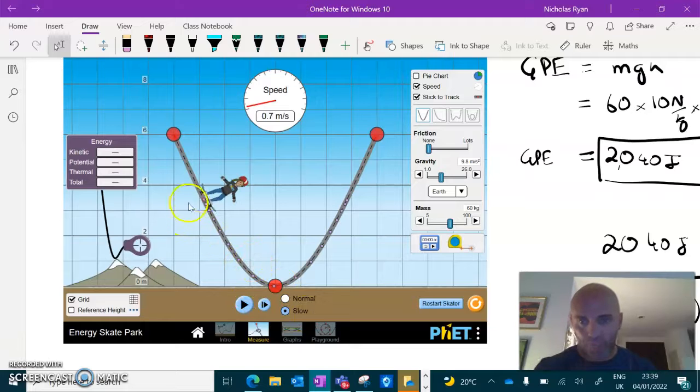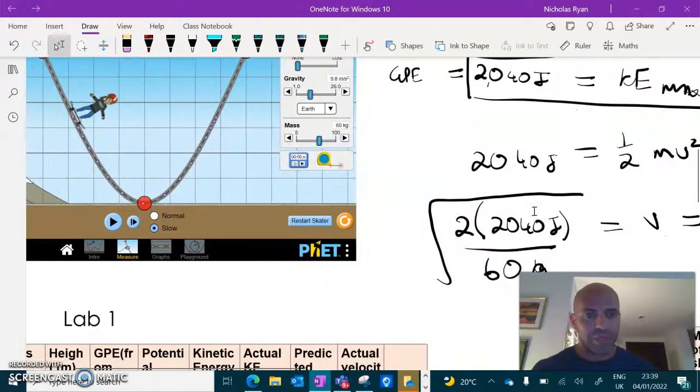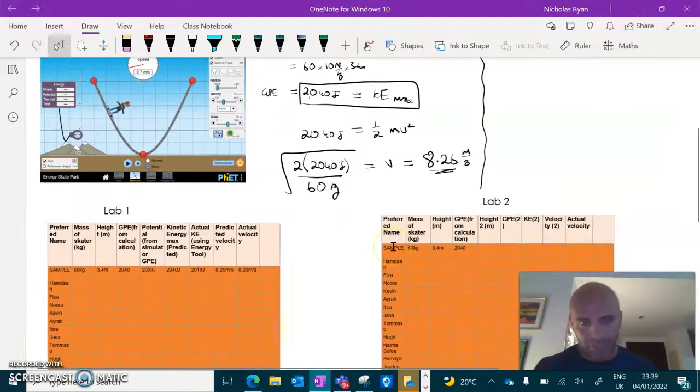So once again, I know that my initial height is the same. So I'll pop this one in here. She's still 60 kgs. The initial height was 3.4 meters, and we calculated the same GPE over here. So that's the same gravitational potential energy as the last time. Now here's where things get slightly different, okay? So we know that the actual GPE from the simulator was a little bit different, so we're not going to worry too much about that.